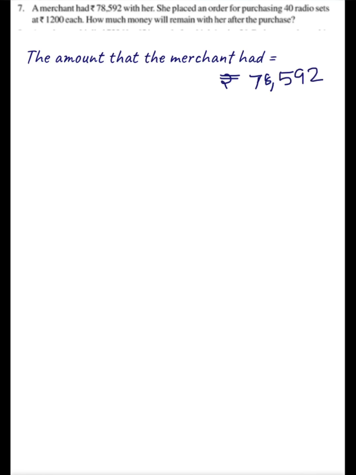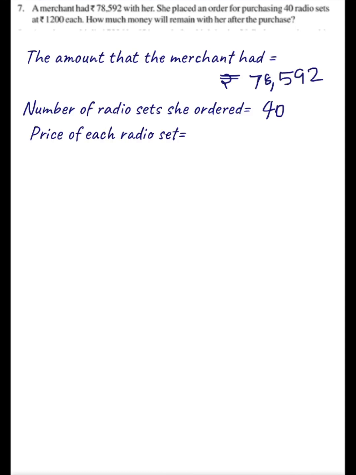She placed an order for purchasing 40 radio sets. That means what? Number of radio sets she ordered is equal to 40. Let's write it. 40 radio sets. Now at rupees 1,200 each, that means the price of each radio set is equal to rupees 1,200. So what is the price of each radio set? That is equal to rupees 1,200.